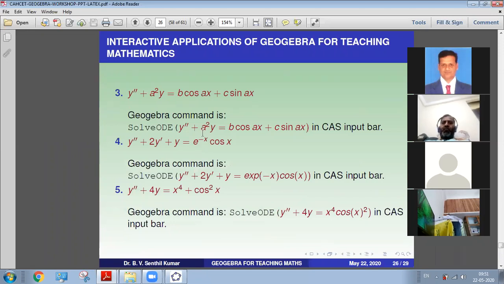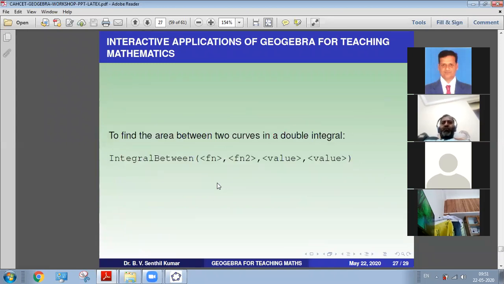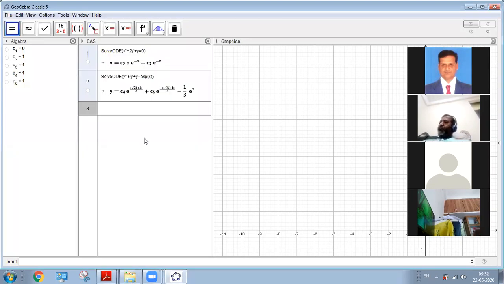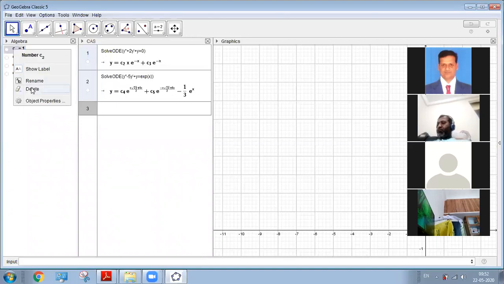So I will share all these types of differential equations with you. You can find the solution of these differential equations. Now you can also find the area between two curves. Area between two curves. So let me delete all these things.